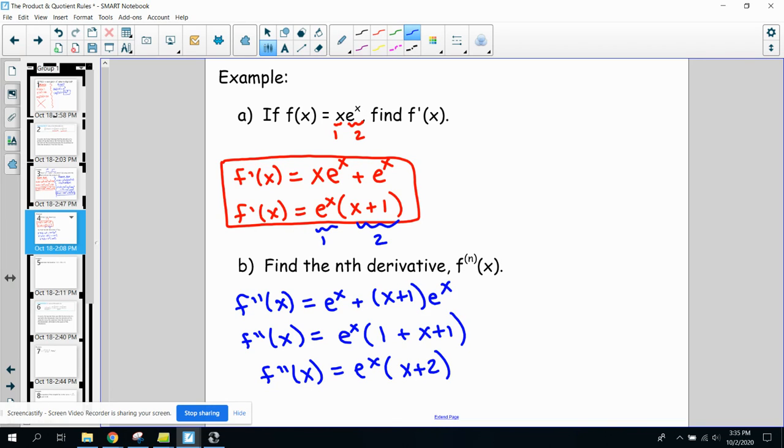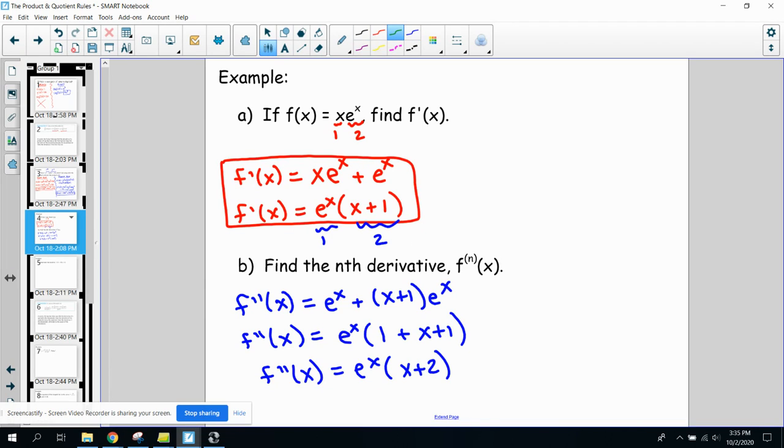Okay. I could find the third derivative by using this final answer for my second derivative and finding the derivative again. But if we look for patterns, right, when I had the first derivative, I had e to the x, x plus 1. When I have the second derivative, I have e to the x, x plus 2. So by this pattern, if I found the third derivative, it would be e to the x, x plus 3. And the fourth derivative would be e to the x, x plus 4.